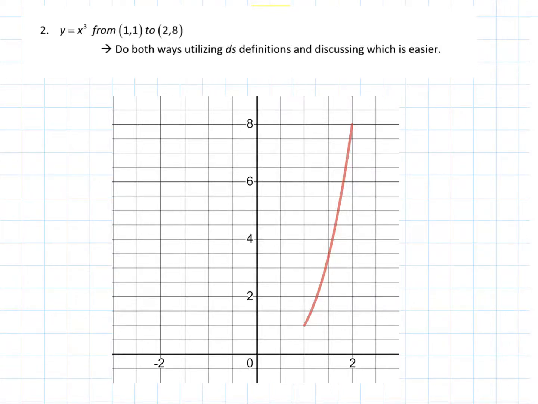For our second example of computing surface area, I want to talk about how we can manipulate the two formulas a little bit. So let's go ahead and look at y equals x cubed from the ordered pair (1, 1) to the ordered pair (2, 8). I grabbed this graph off of Desmos, and we want to take this curve and revolve it about the y-axis, and then find the resulting surface area.